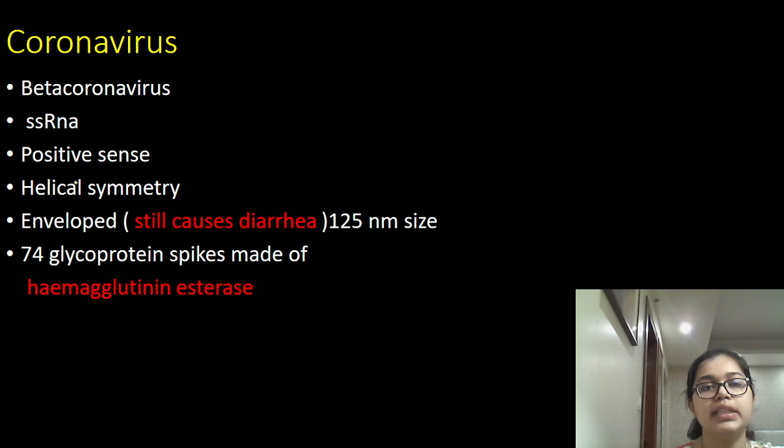Coronavirus, hot topic. It's a beta coronavirus with single-stranded, positive-sense RNA, helical symmetry. It's an enveloped virus. Now, viruses that have envelopes usually do not cause diarrhea because the envelope gets lysed by bile salts. Coronavirus is an enveloped virus that still causes diarrhea. Size 125 nanometer, and it has 74 glycoprotein spikes made up of hemagglutinin esterase.